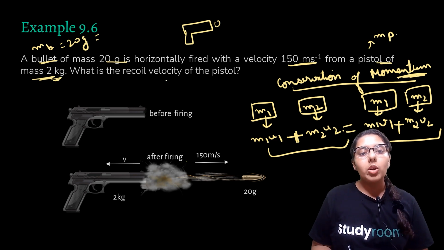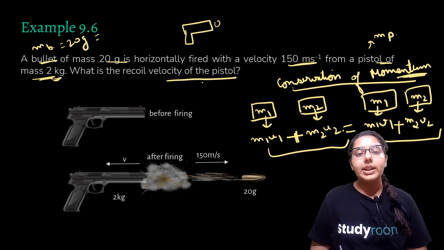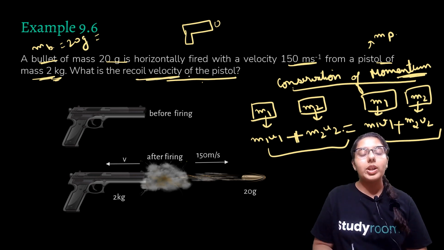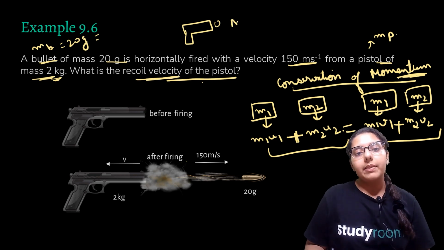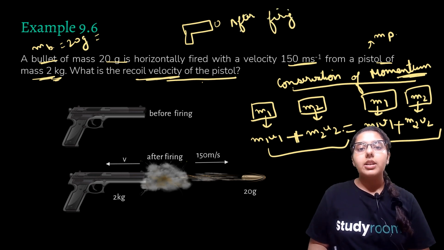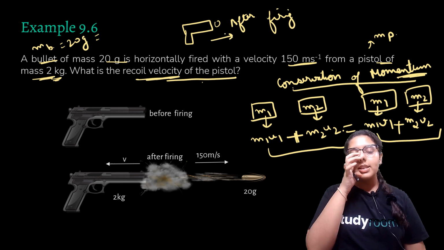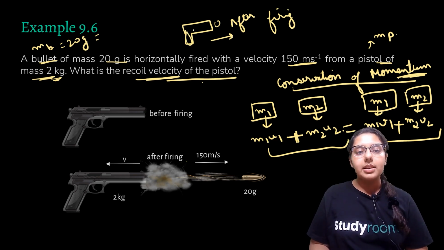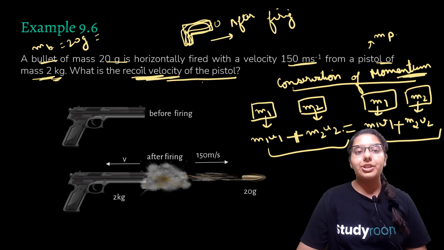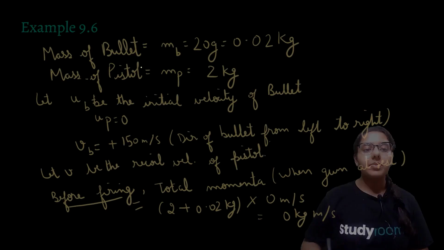What is the recoil velocity of the pistol? We need to calculate the recoil velocity of the pistol. What does that mean? After firing, when you fire, there is some velocity which is attained by the pistol. That velocity is known as recoil velocity. So let's solve this question.